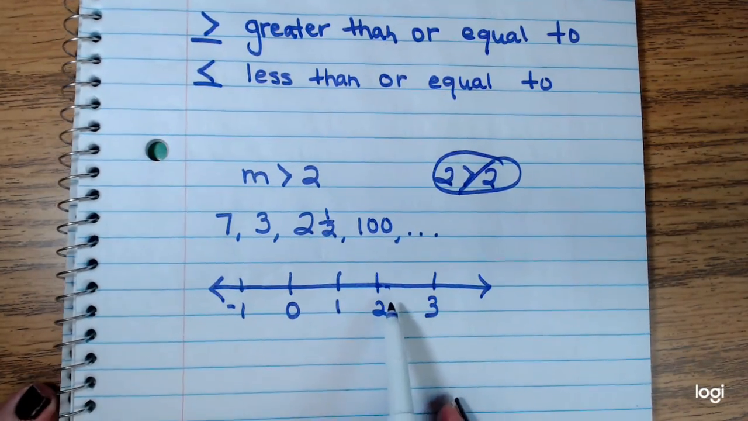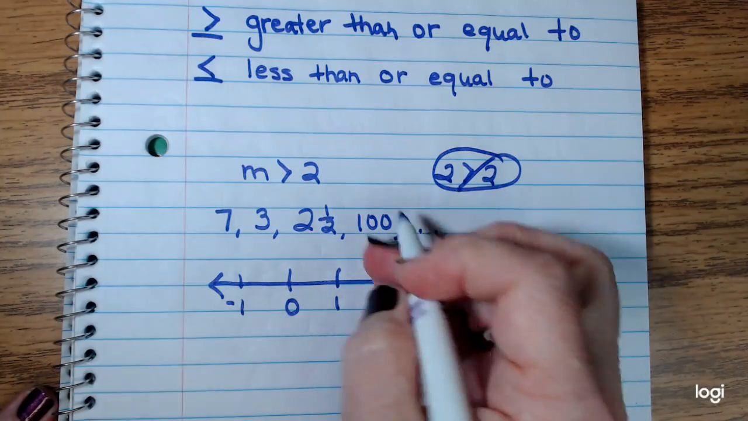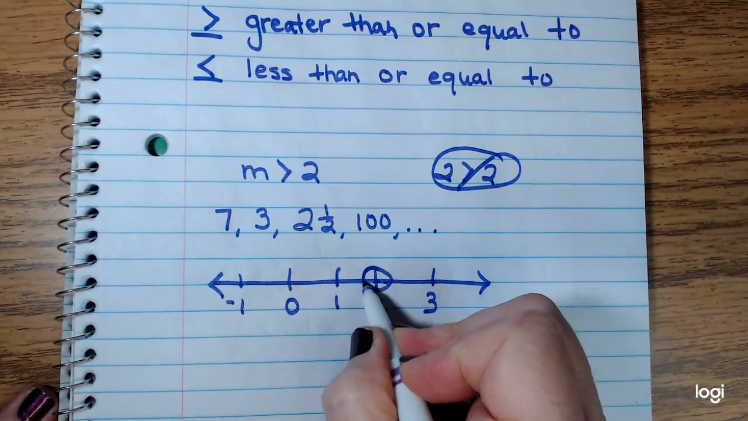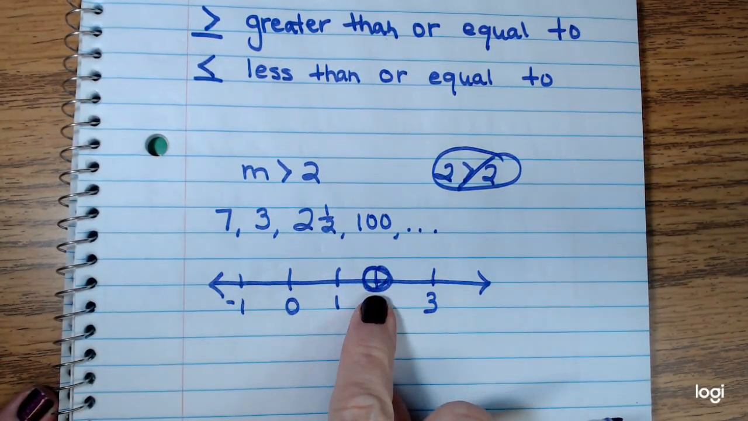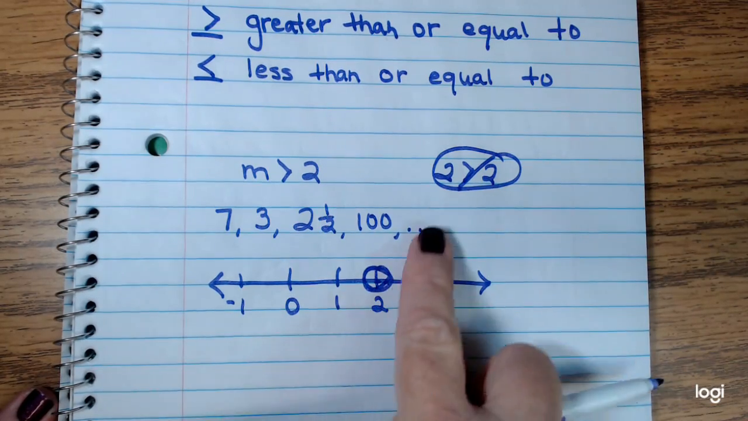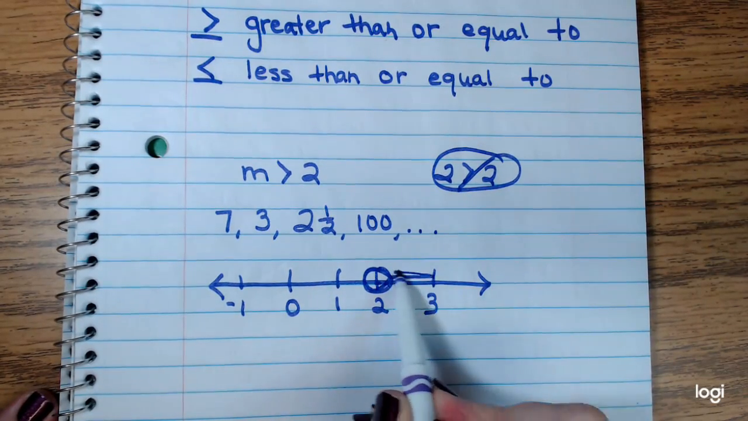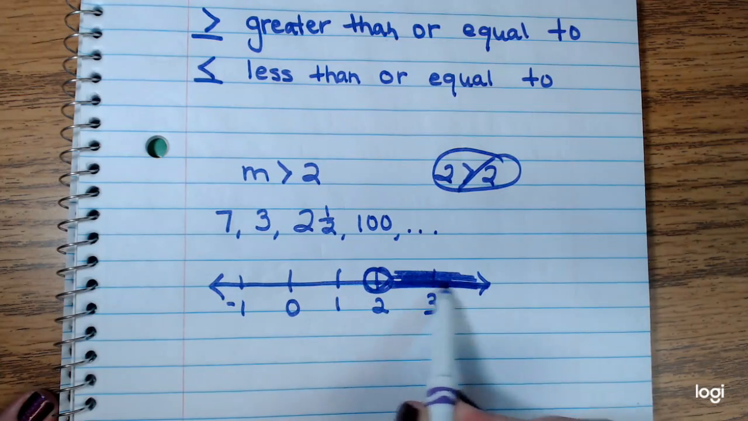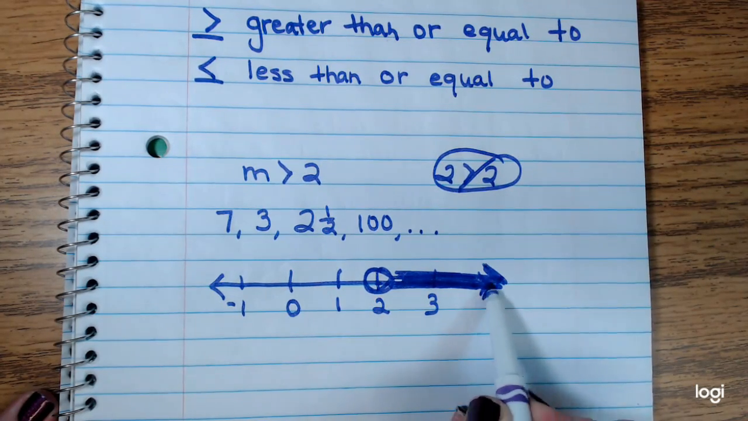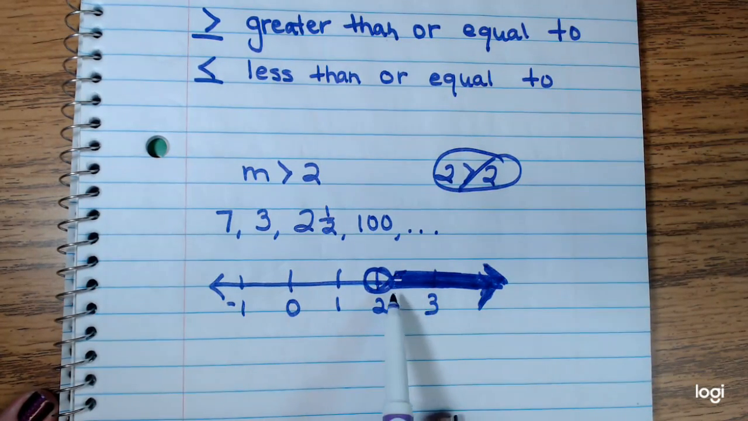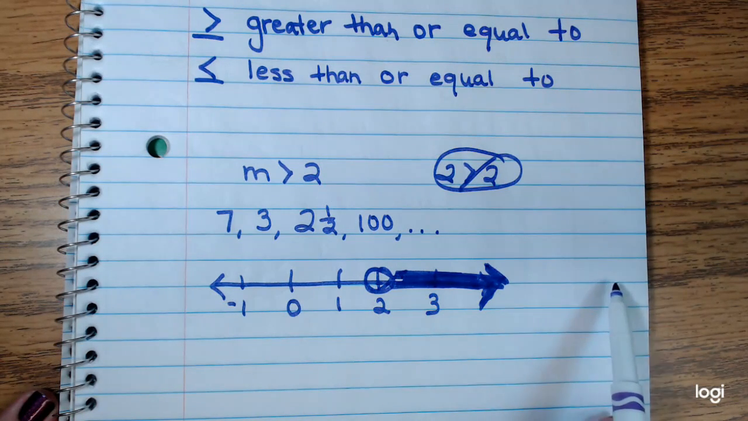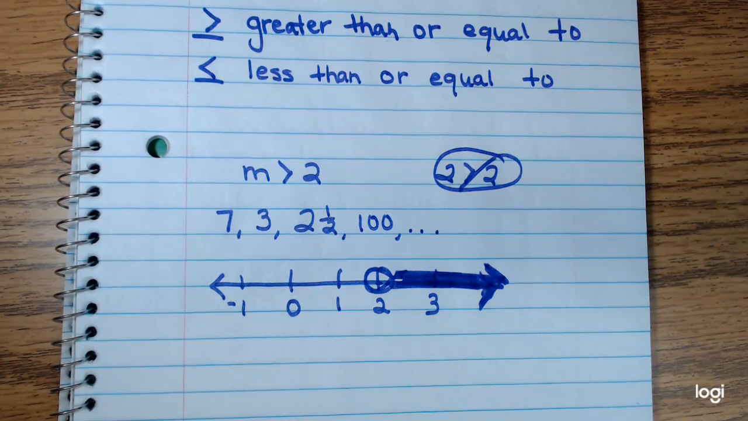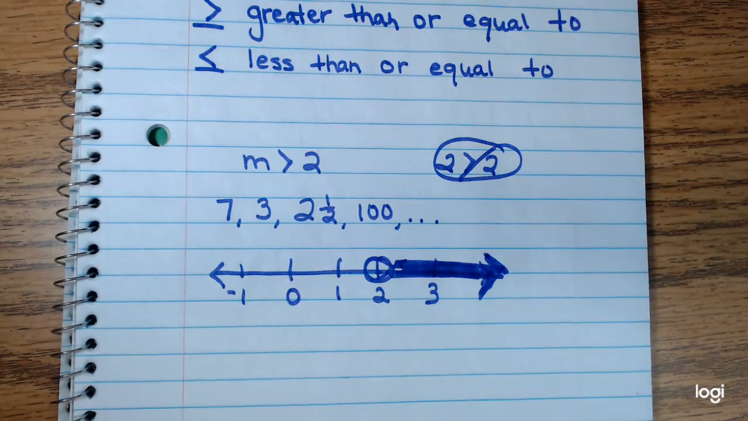In order to show that on a number line, I'm going to put a circle here at the number 2. And if you notice, it's an open circle. That open circle means 2 cannot be my answer. And I'm going to color my number line like this. That colored number line allows me to see that all of my answers can be larger than 2. And it keeps going and going and going. However, I can't have 2 as an answer.